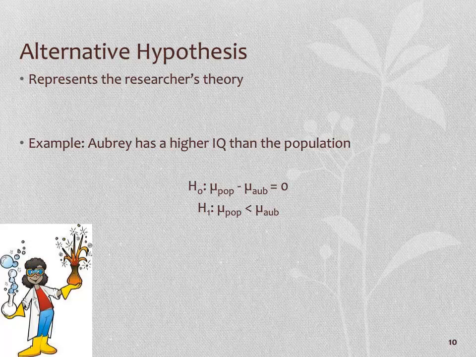So here we're going to say H sub 1, that's the abbreviation for our alternative hypothesis. So we'll say that the mean of the population, so the IQ of the population, is lower than the Aubrey IQ mean. We could say that they are not equal, so that would be what we call a non-directional hypothesis. If we just said they're different but we're not sure how they're different, that would be non-directional. In this case, I've given you a directional.